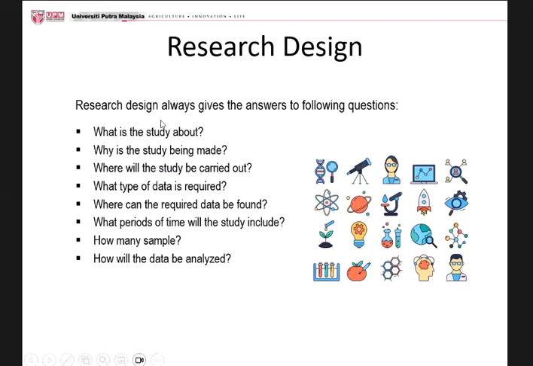Answer: What is the study about? Why is the study being made? Why is the study being carried out? What type of data is required? Where can the required data be found? How many samples? How will the data be analyzed? So you see, before that, you've got the problem. You've got the objective. Okay, now you've got the plan.